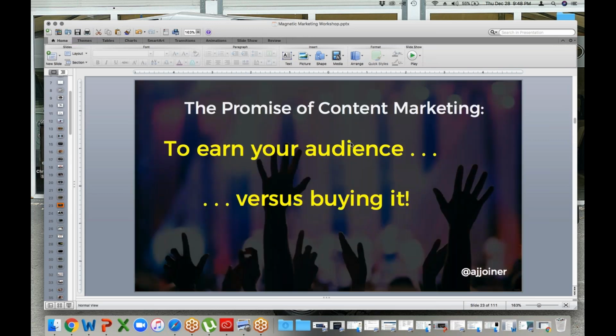All right, so the promise of content marketing is to earn your audience versus buying it. Content done correctly will have people coming to you, and you not have to pay every single time you need a new customer to come through the door, okay?